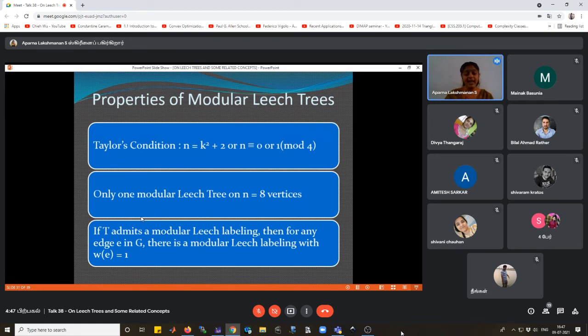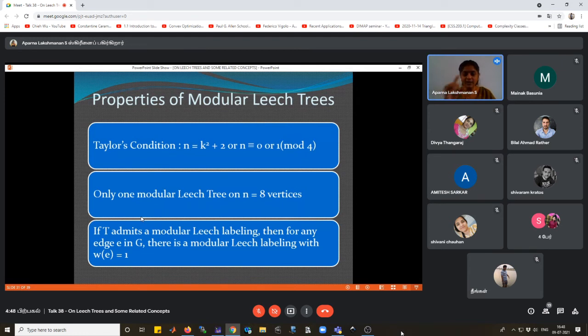Again, if T admits a modular leech labeling, then for any edge E in G, there is a modular leech labeling with weight of E equal to 1. That is, when we considered the case of paths, we restricted ourselves that the weight 1 must be given only to a pendant edge. We cannot give the label 1 to any intermediate edge. Such a restriction was there, right? But such a restriction is not there in the case of modular leech trees.